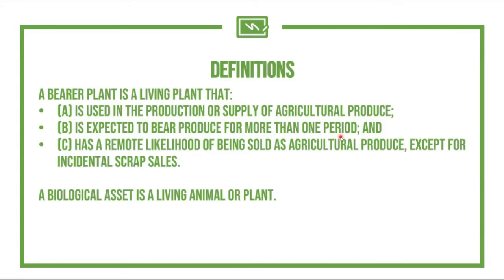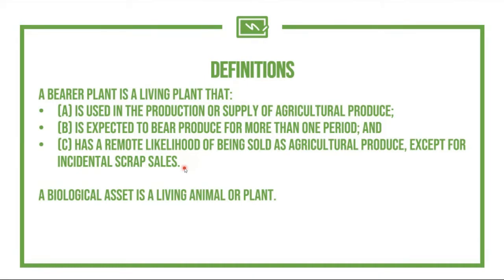So meaning it should be more than one period. So most probably there is continuous production of agricultural produce there, and it has a remote likelihood of being sold as agricultural produce except for incidental scrap sales. Meaning, the very purpose why you are holding this particular bearer plant is for its produce and not for selling it as an item of sale.